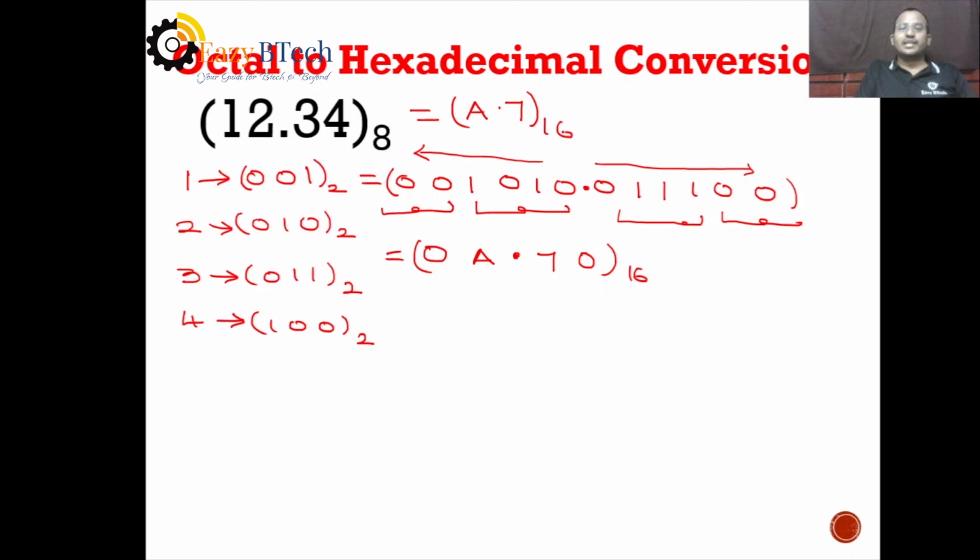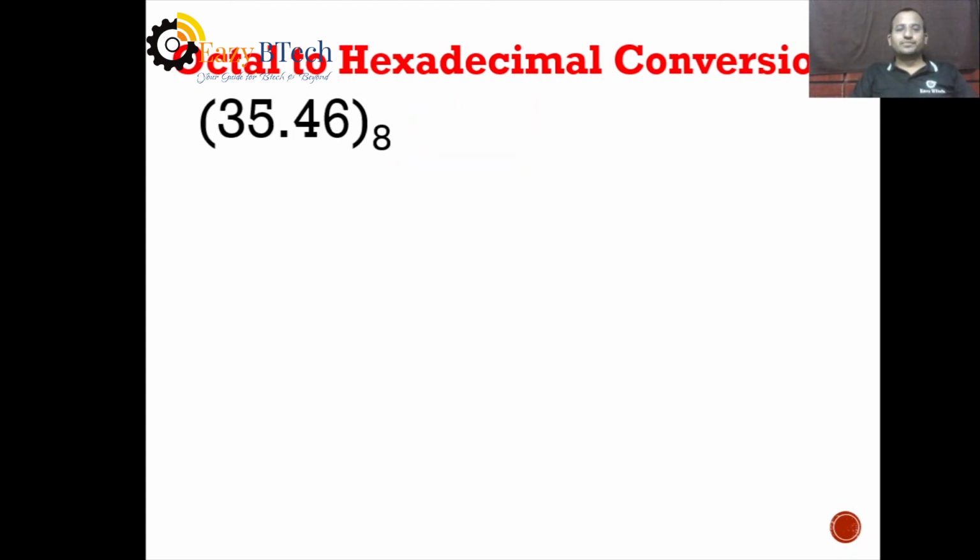A.7. So what we have done? We have first found the 3-bit binary equivalent for each octal digit. Then by grouping 4 bits at a time, we have found the corresponding hexadecimal equivalent. So this is the procedure. Now we will do one more example.